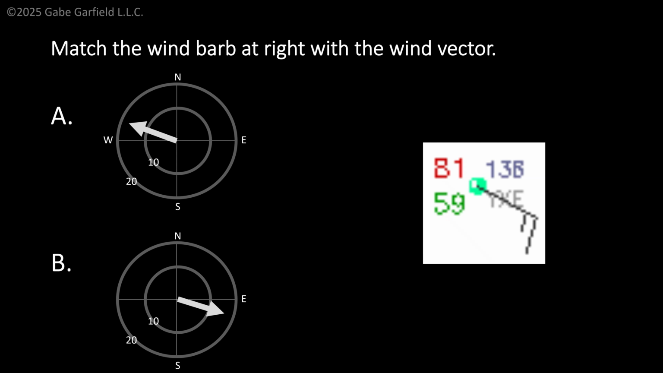And the final quiz question is: match the wind barb at right with the wind vector. Is it A or is it B? I'll give you a second to find this one.